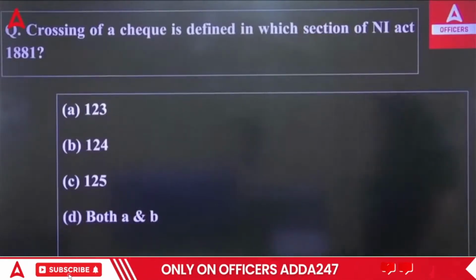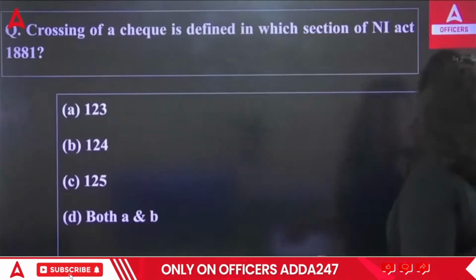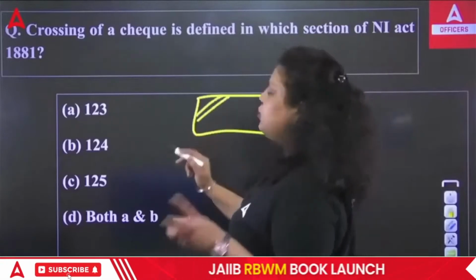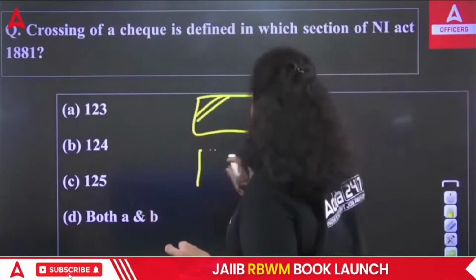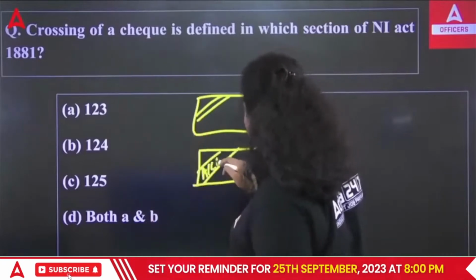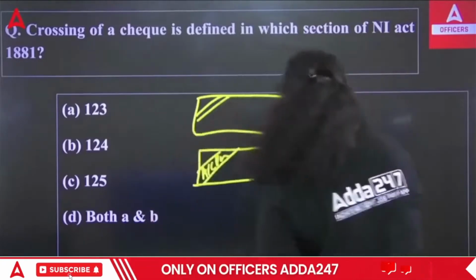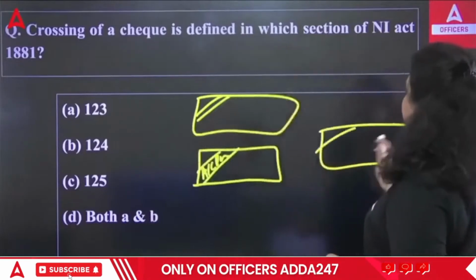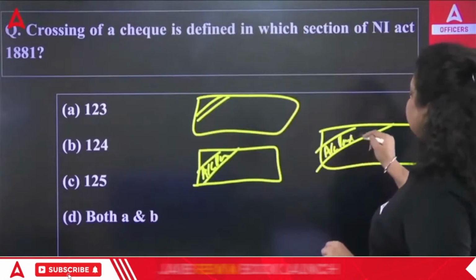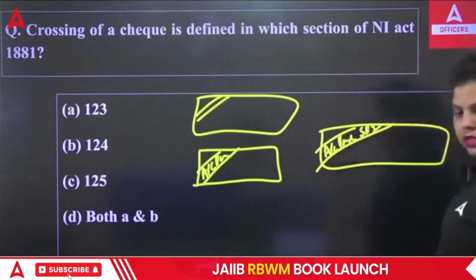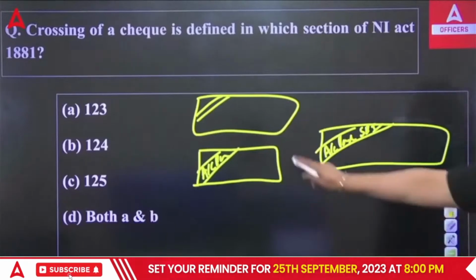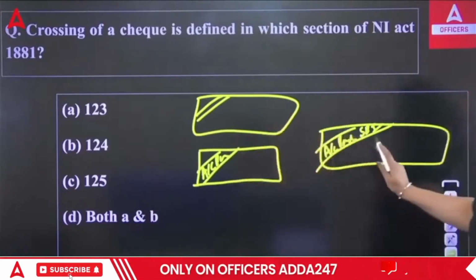We have a general crossing, in which, on this check, on the top left side, two parallel lines will be there. Then we have account payee crossing: in the two parallel lines, on the top left, it will be written account payee. And the third, special crossing: on the top left side of the check, two parallel lines will be there, with account payee and the name of a particular bank written. These three types of crossing will be there: general crossing, account payee crossing, special crossing.